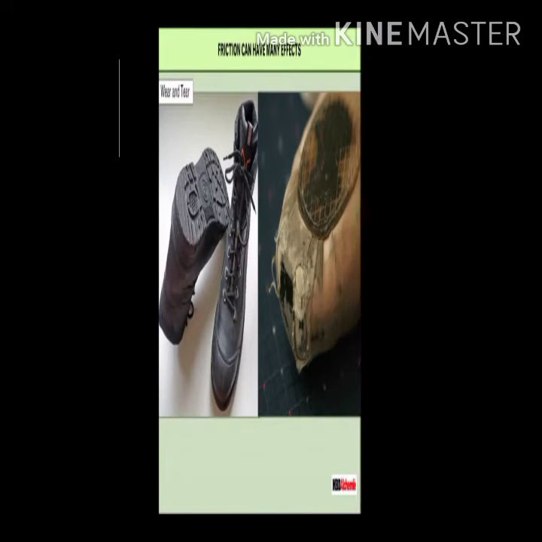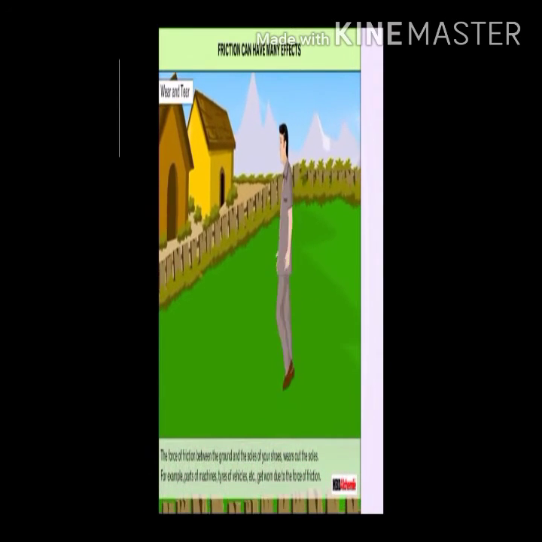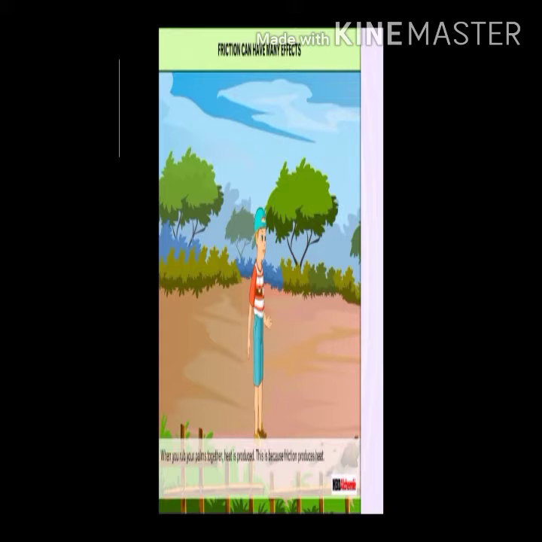Wear and tear. Compare the soles of a new pair of shoes with the ones that you have been wearing for some time. What causes the soles to wear out? The force of friction between the ground and the soles of your shoes wears out the soles. For example, parts of machines, tires of vehicles, etc. get worn due to the force of friction.